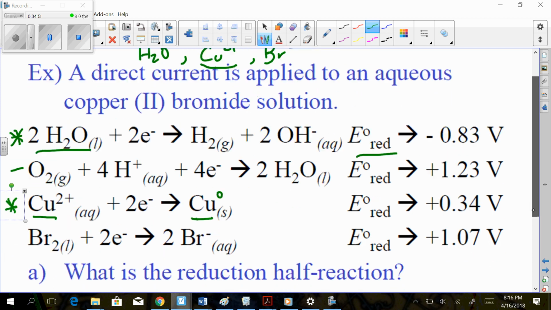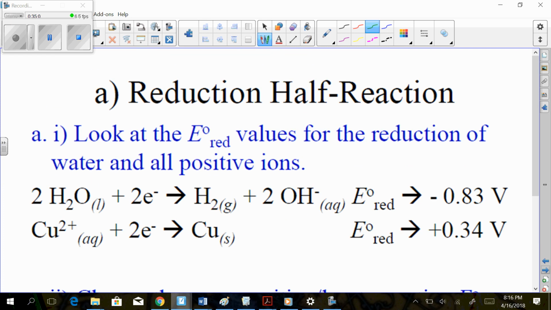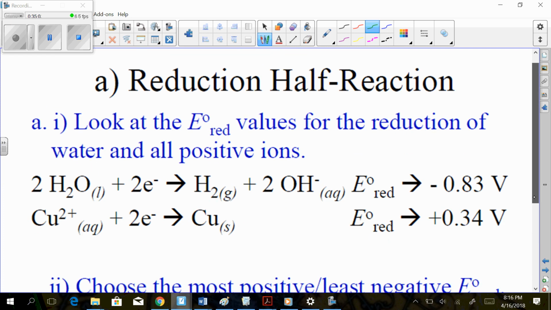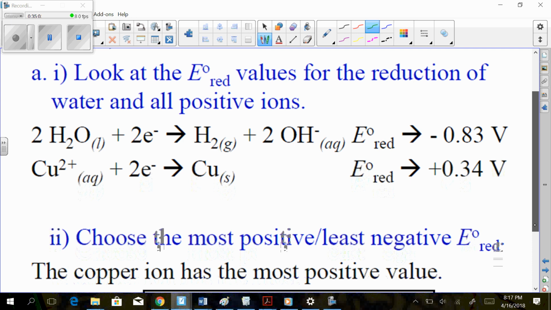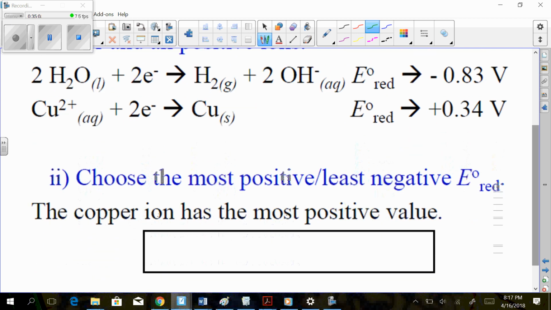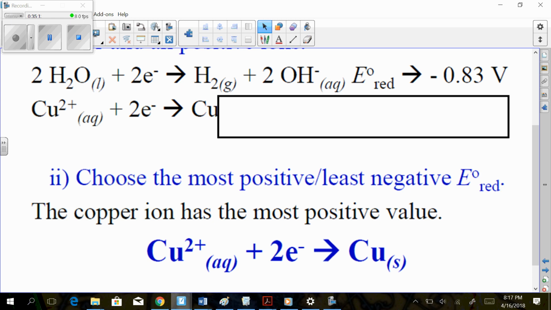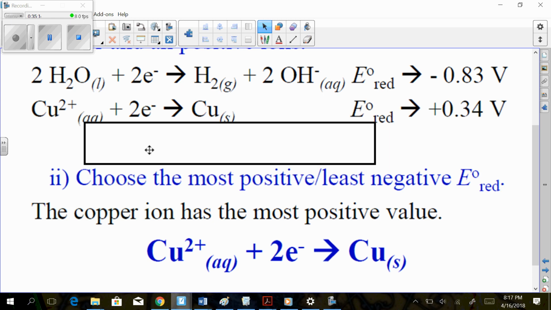If we look at those two reactions, the most positive or least negative gets to actually be reduced. Let's go to the next slide. If we look at that, the most positive, least negative is copper. Copper has that more positive value. And so this is our actual reduction half of the reaction.